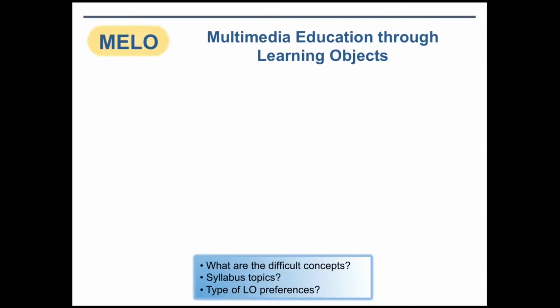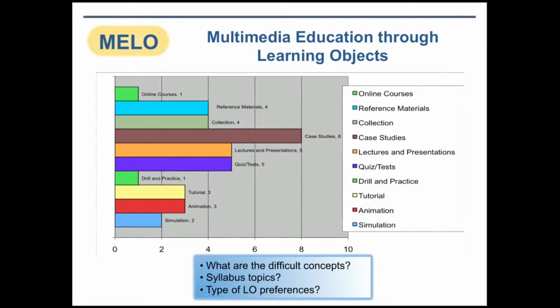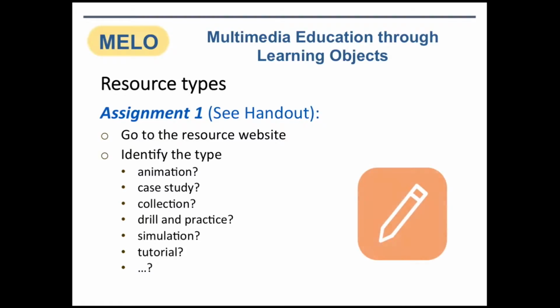In addition to identifying difficult concepts or topics associated with your course, you may also wish to identify the type of learning objects you prefer for your teaching situation. Here are the results of a survey of psychology faculty preferences with regard to different types of learning objects. It is clear that case studies were the winner for psychology, but statistics faculty preferred simulations, while chemistry faculty preferred animations.